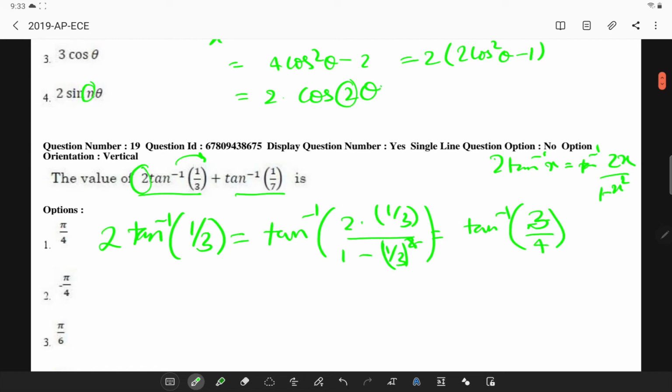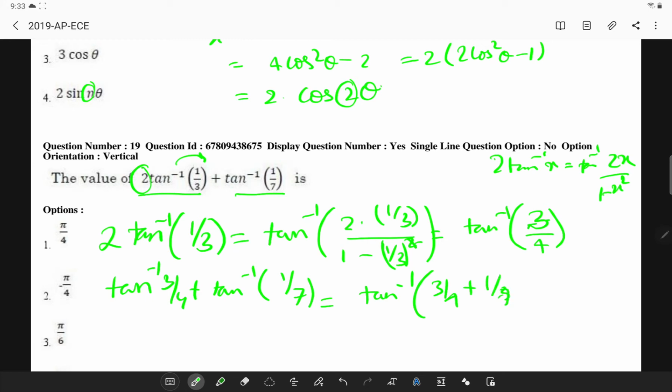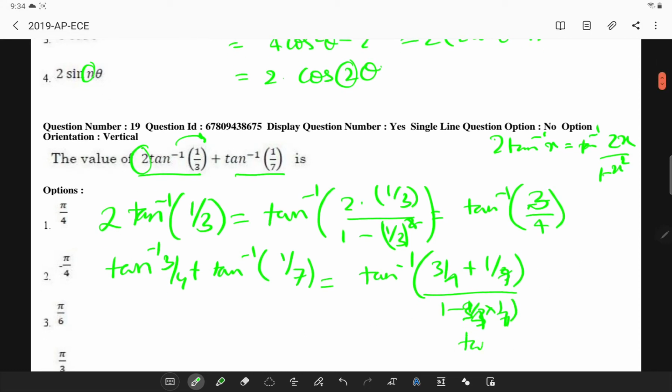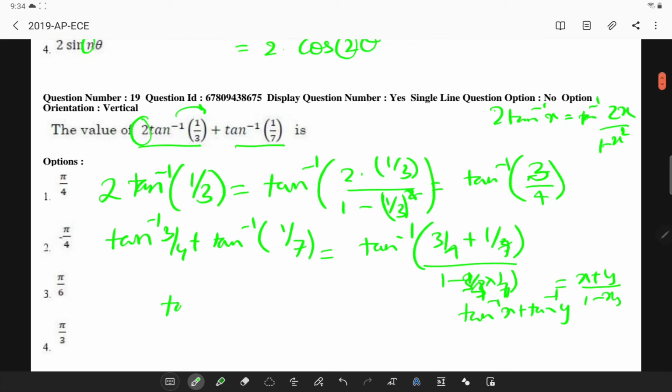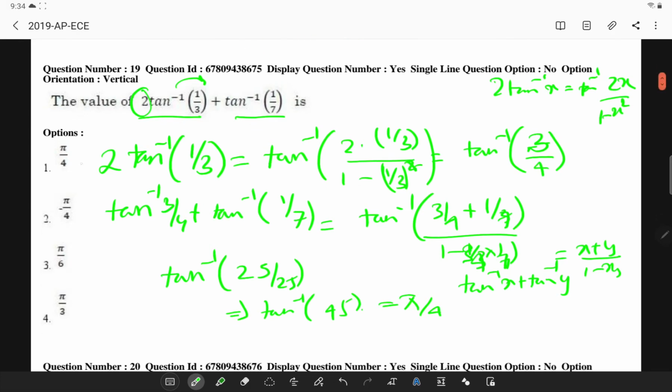Now I'll substitute in the main equation: tan inverse 3 by 4 plus tan inverse 1 by 7, which is tan inverse of 3 by 4 plus 1 by 7 divided by 1 minus 3 by 4 into 1 by 7. So the student has to remember the formula: tan inverse x plus tan inverse y is tan inverse of x plus y divided by 1 minus xy. So I can simply write it as tan inverse of 25 by 25, or tan inverse 1, and tan 45 is 1, so I will be having pi by 4.